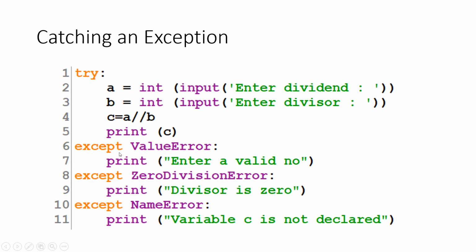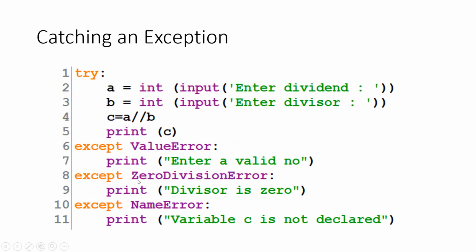So except will catch the value error, and subsequently we have the print function to tell what is the possible cause for an error, or we can also give a warning like enter a valid number. So whenever the value error exception occurs, it will print on the screen enter a valid number.